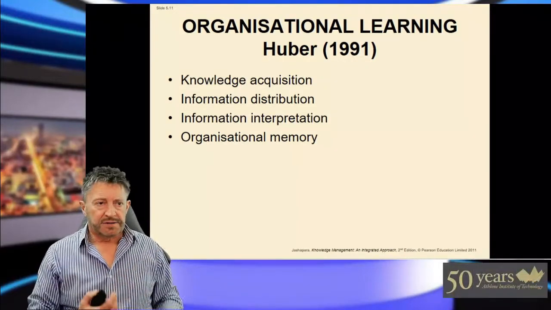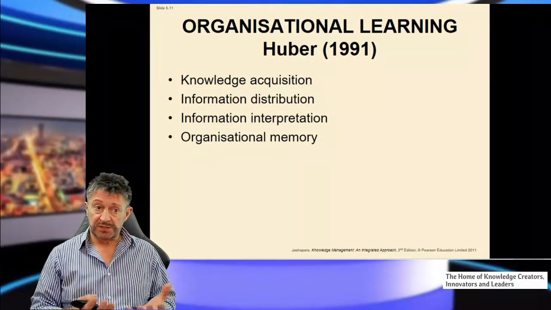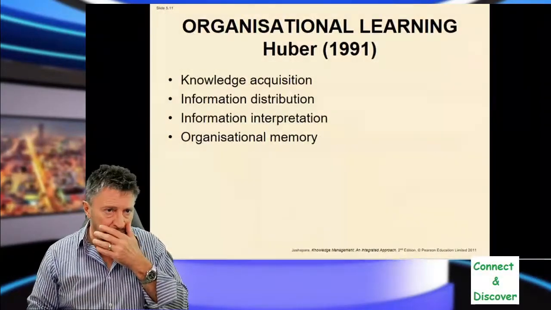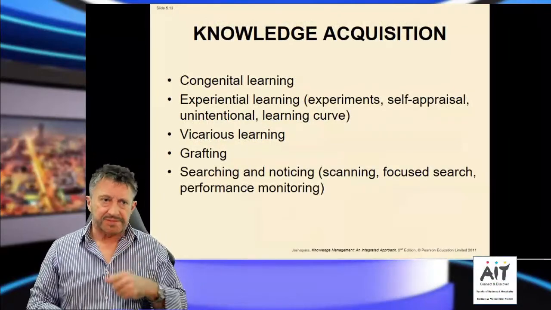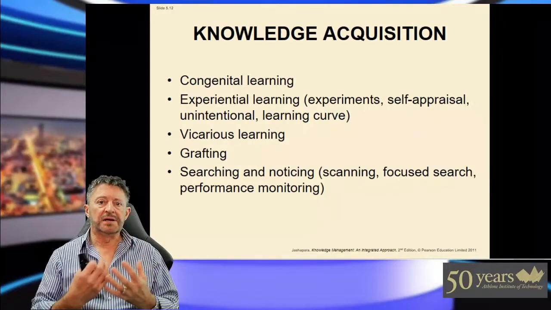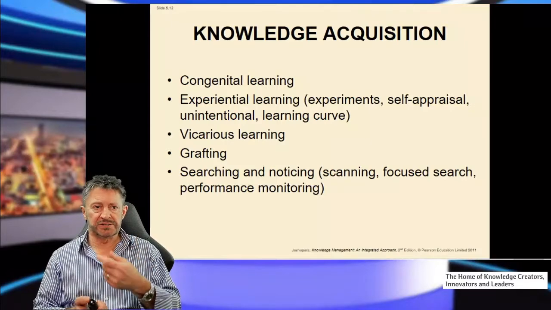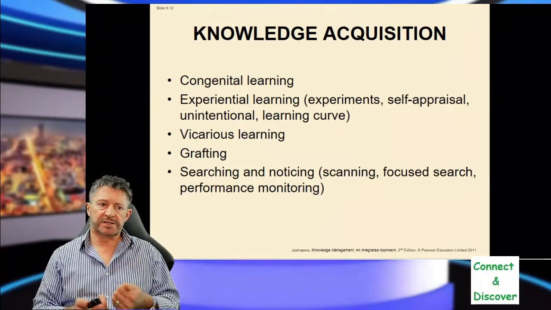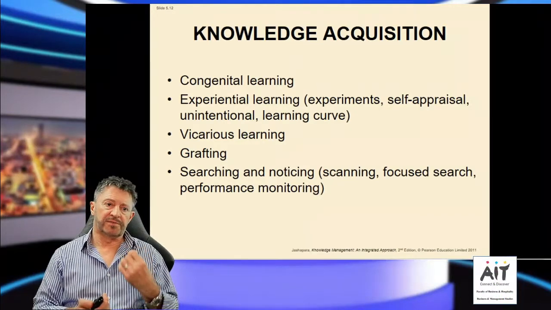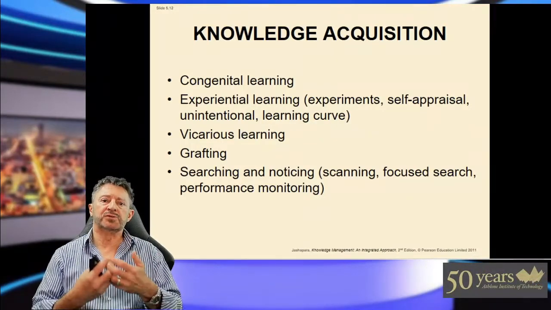So Huber, back in 1991, looks at knowledge acquisition, information distribution, information interpretation, and organizational memory. So, knowledge acquisition: congenital learning, experiential learning, so experiments, self-appraisal, unintentional learning curves, vicarious learning, grafting and searching and noticing, scanning, focused search, performance monitoring, and so on. So these are mechanisms for us to be able to learn.